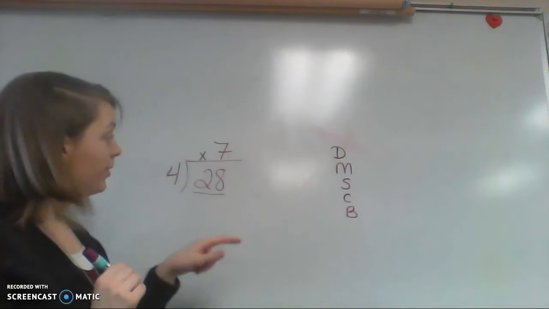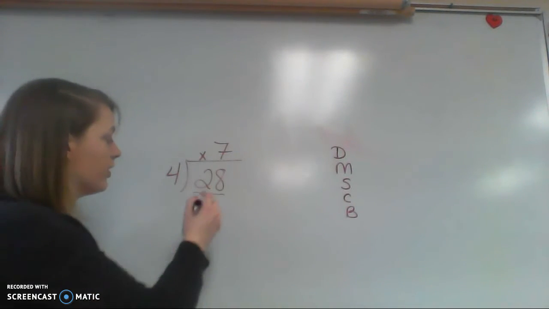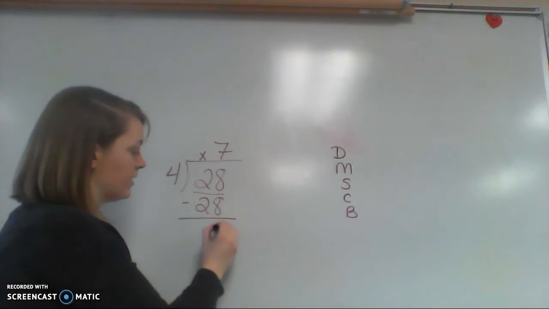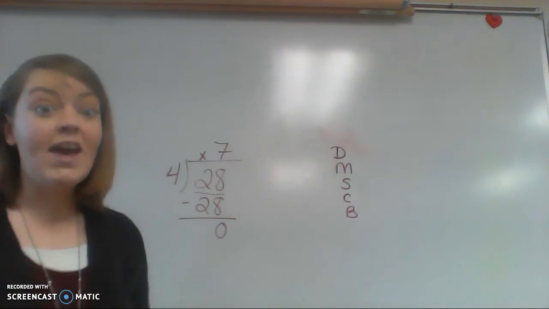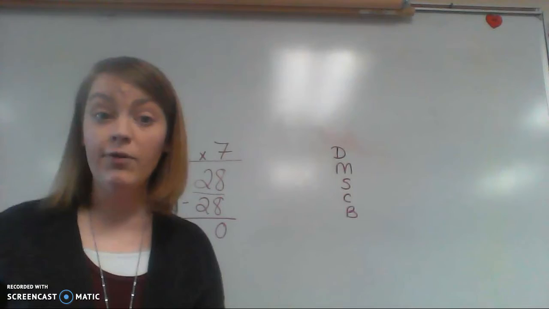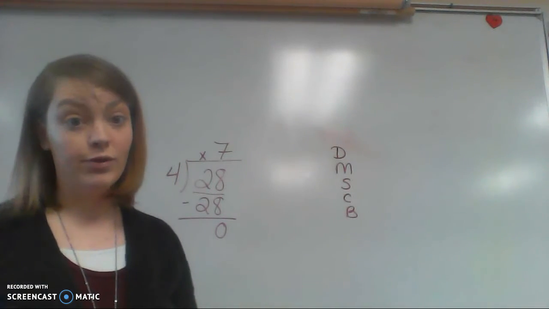Now my next step is to multiply. 7 times 4 is 28. I subtract, and this time I don't have any remainder. This means that 28 could evenly be divided up by 4 with no leftovers.